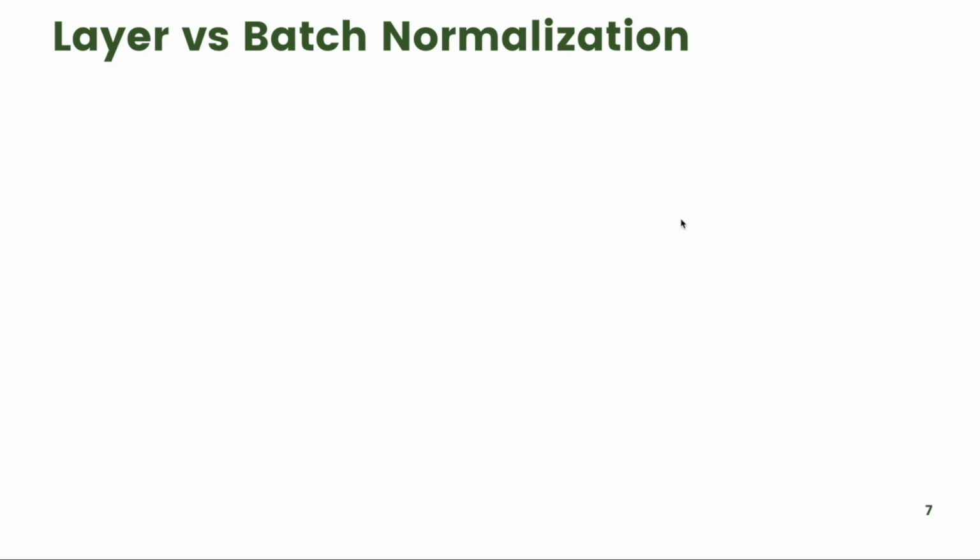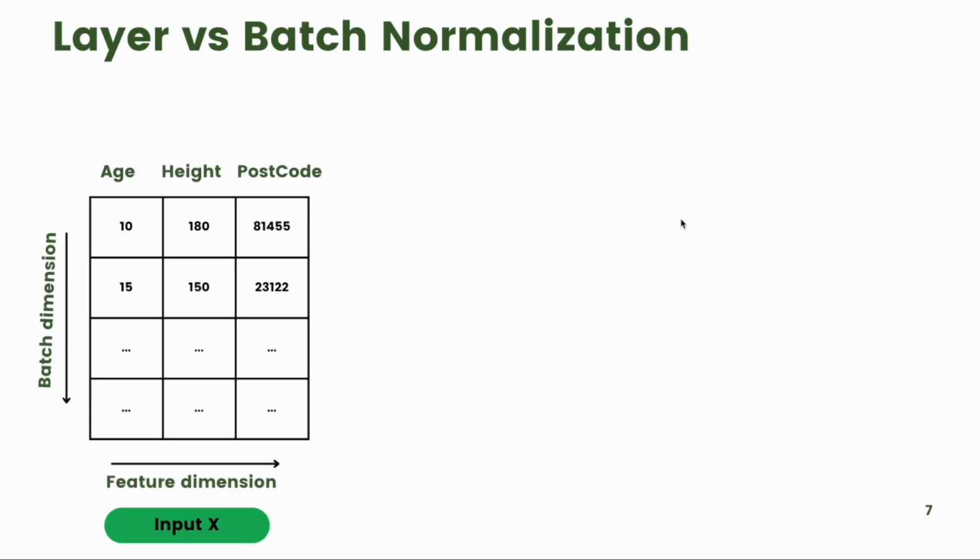So let me just discuss what this means. Let's say we have some input X with 3 input features, right? So age could be 1, height could be 1, postal code could be 1. So the column dimension represents the feature dimension, right? And these different features are stacked on top of each other, and this results in the batch dimension, which is along the different rows of this input matrix X.